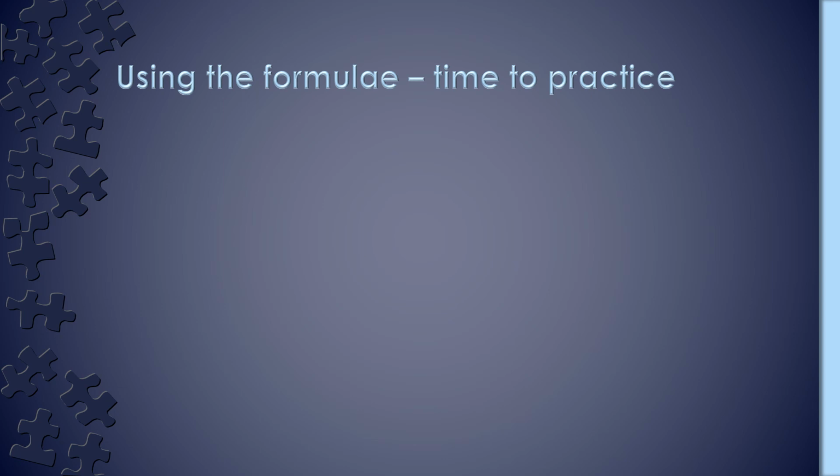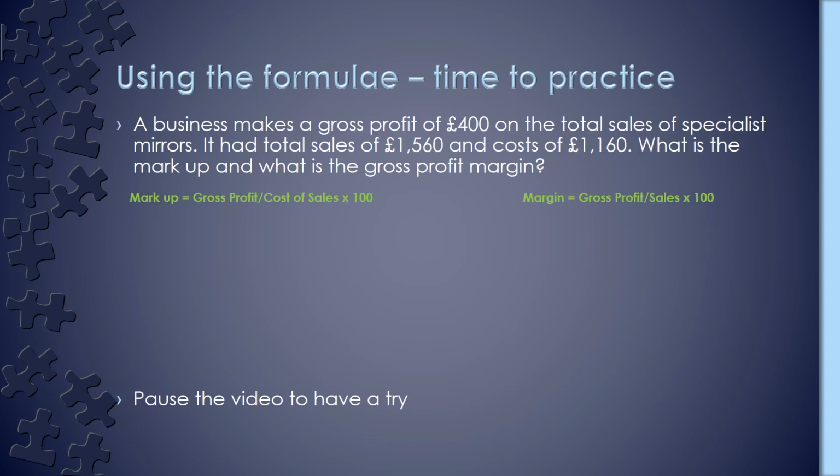Okay, so one more then, just one for you to have a go. A business makes a gross profit of £400 on the total sales of specialist mirrors. It had total sales of £1,560 and costs of £1,160. What is the markup and what is the gross profit margin? So give the video a pause and have a go at doing this question.